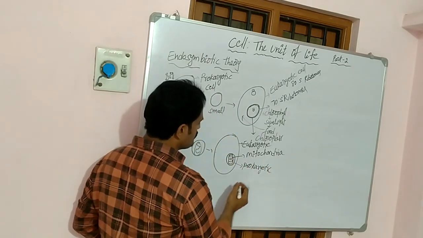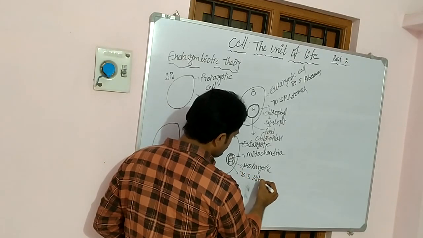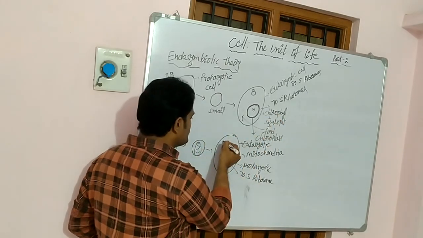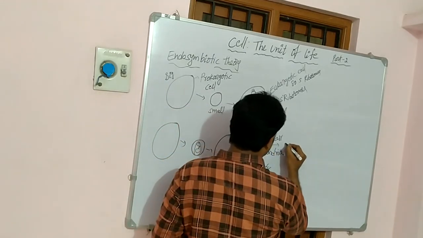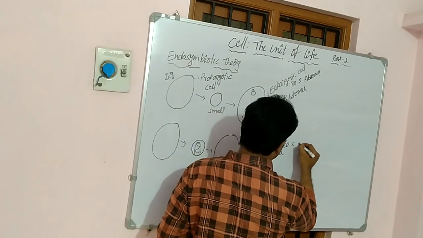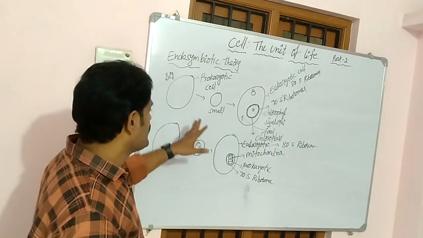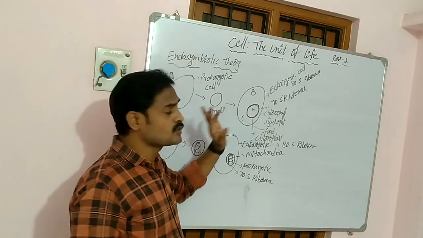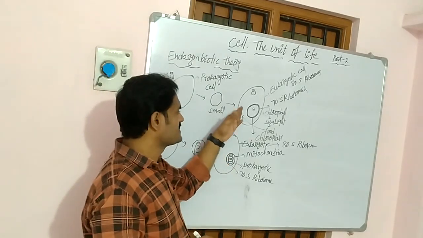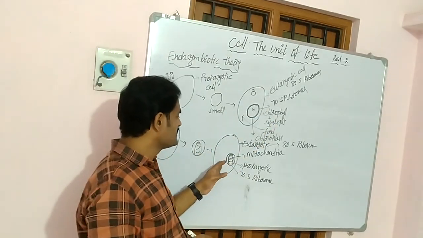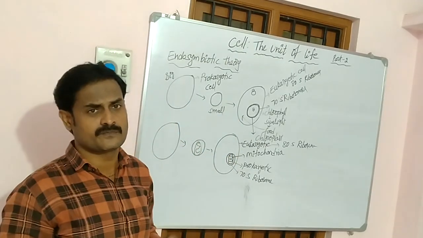So here also the mitochondria has 70S ribosomes, and this big cell, what is that? The modified eukaryotic cell has 80S ribosomes. That is the actual reason mitochondria and chloroplast are both present in eukaryotes. Like in the plant cell, only chloroplast, but in the animal cell mitochondria is present. Only in the plant cell both mitochondria and chloroplast are present.